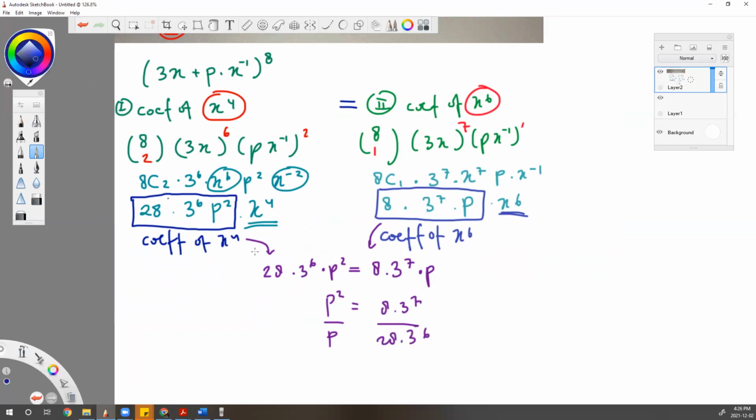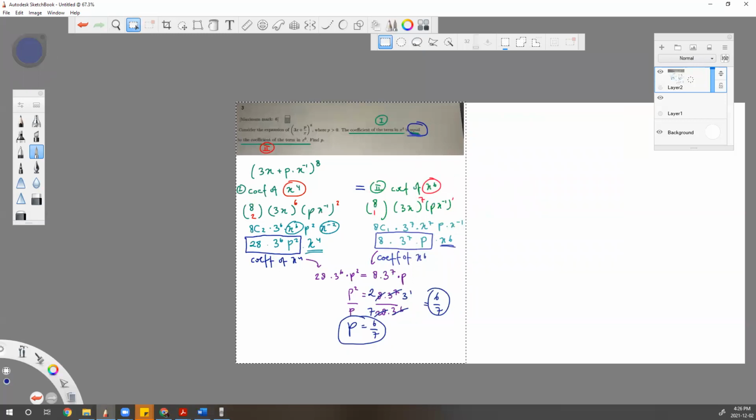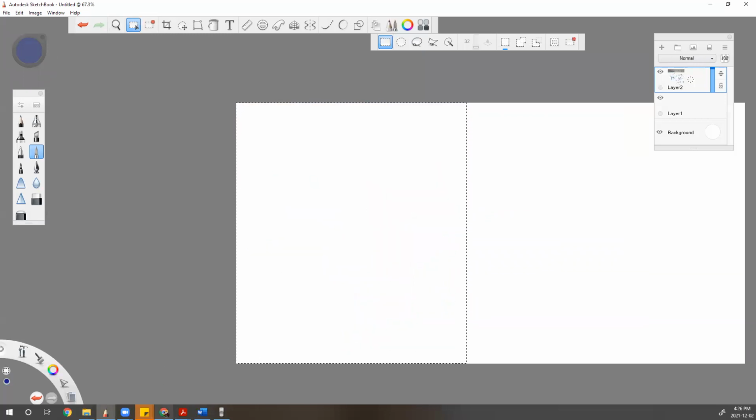And then I can cancel this. 3^7 and 3^6 becomes 3^1. And then 8 and 28, I want to divide by 4. I don't want to use a calculator. Oh, yes, I can. So the answer will be 2 times 3, 6 over 7. That's it. So p equals 6 over 7. This is quite a lot, the logic is so hard to understand, but we did this.